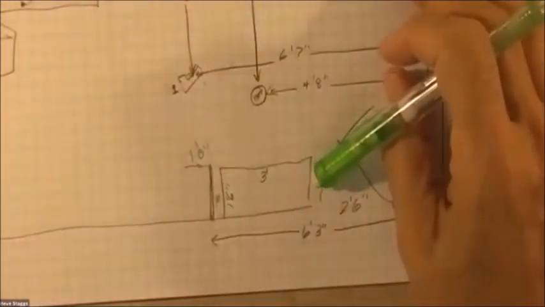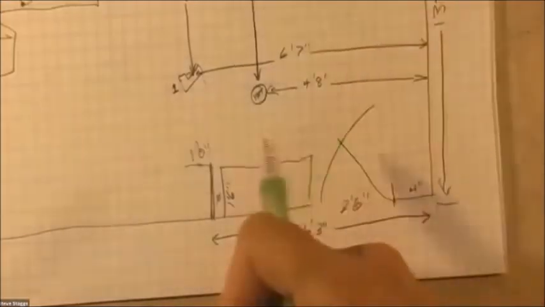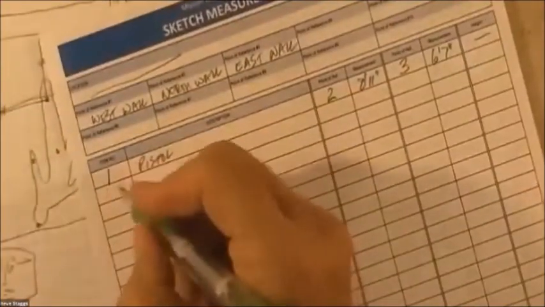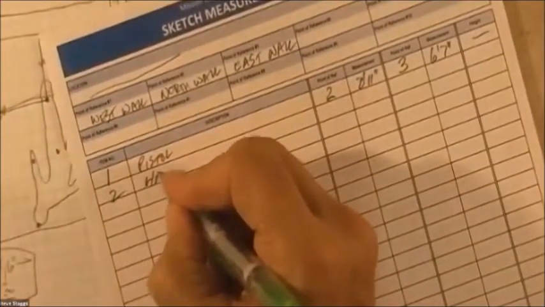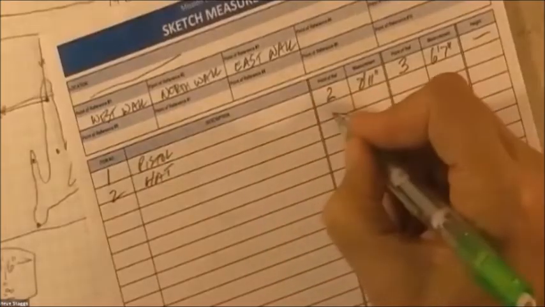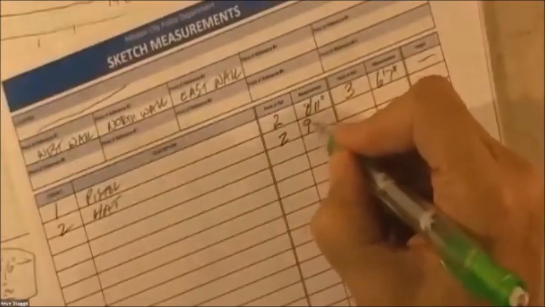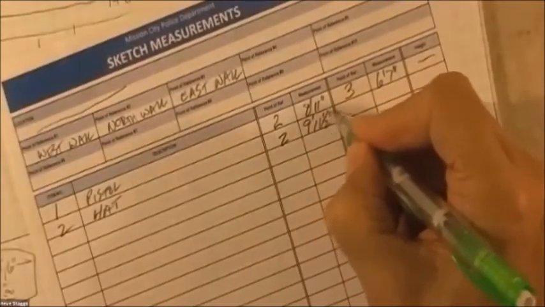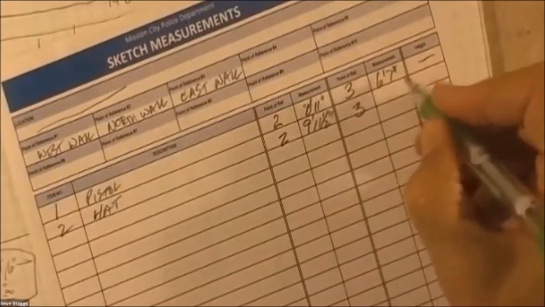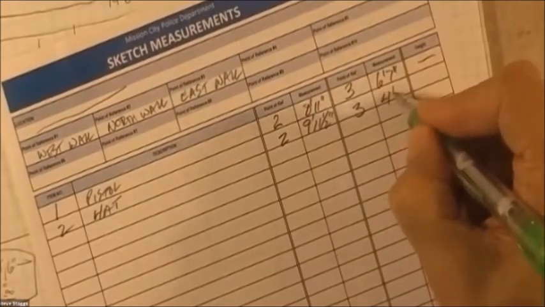I could have left the measurements off my rough sketch. Now where this is really going to be helpful is with the body. So I'm just going to say, let's say 2 is the hat, and that was reference 2 at 9 feet 11 1/2 inches, and reference number 3, it was 4 feet 8 inches.